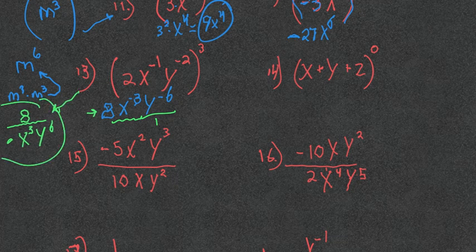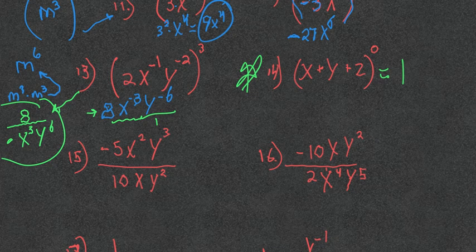Okay? Let's stick with the same color. Number 14, anything to the 0 power is equal to 1. Anytime you have a 0 power, that whole parenthesis is to the 0 power. So that whole thing is equal to 1. That's it. See, I can make this easy for you.